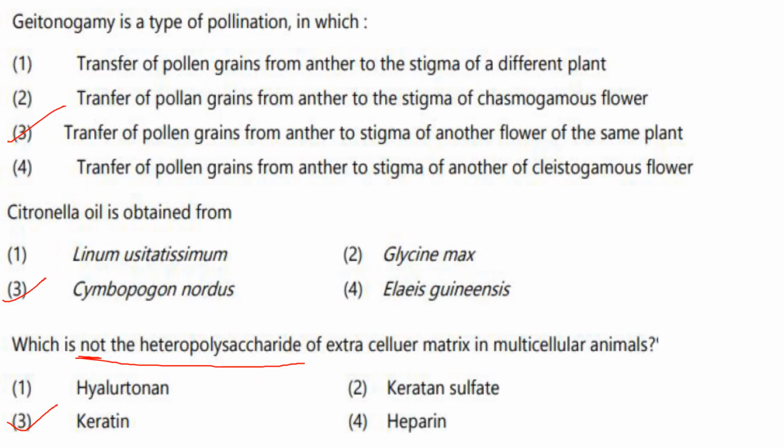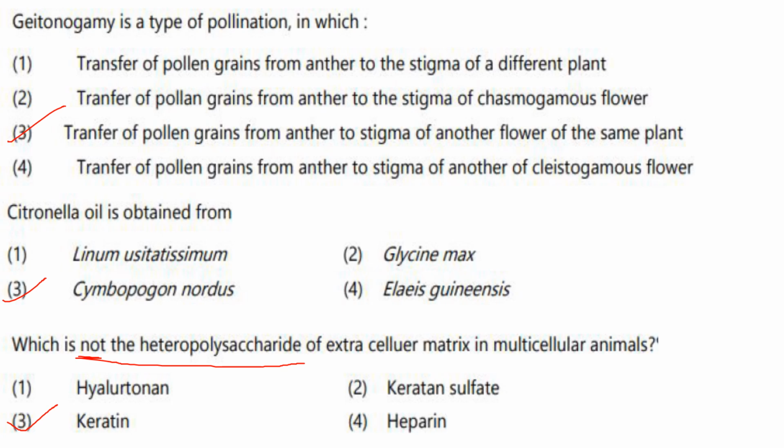Then, gynoecium... Geitonogamy is a type of pollination. It is a type of self-pollination, and we will see what geitonogamy is. It is the transfer of pollen grains from the anther to the stigma of another flower of the same plant. That is called geitonogamy. Answer is option 3.